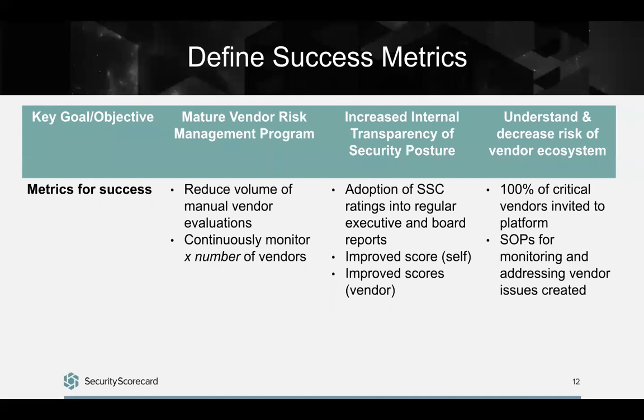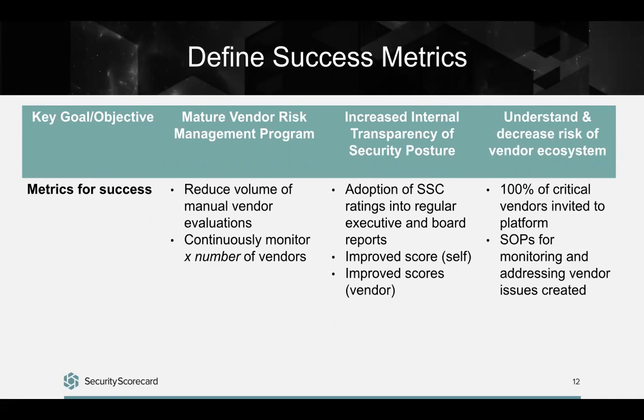Another example could be increased internal transparency of the security posture, right? So this could be, how do we report back to our board, providing regular reports? How have we changed, if we're using cyber risk ratings, for example, how have we changed the score, not only of ourselves, but that of our vendor? So demonstration of some degree, one way or the other, of how we've actually reduced that cyber risk impact.